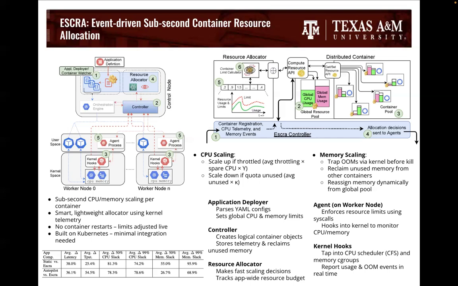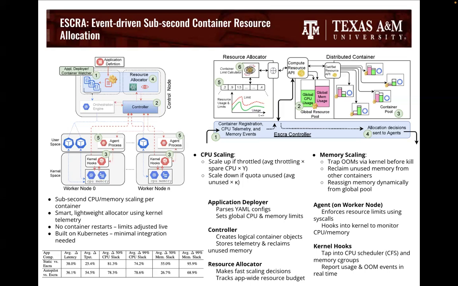For memory, things are even more interesting. If a container is about to exceed its limit, the memory cgroup hook triggers an out of memory event which is forwarded over the TCP socket. And then the allocator checks if free memory is available. If yes, it immediately increases the limit. If not, it instructs the controller to reclaim memory from containers that are using less than they were allocated, using a safety margin buffer to avoid premature eviction.